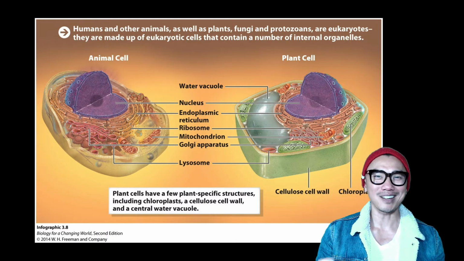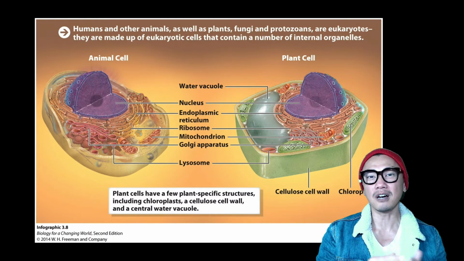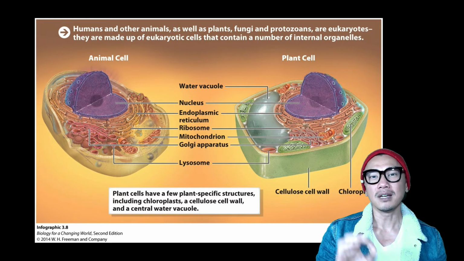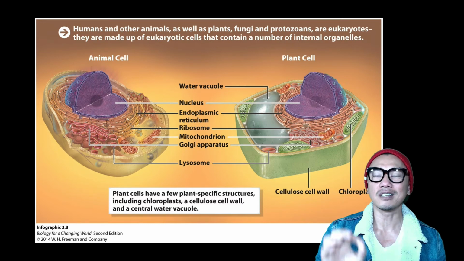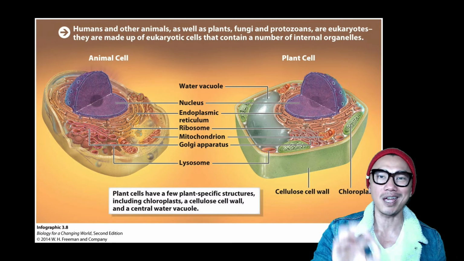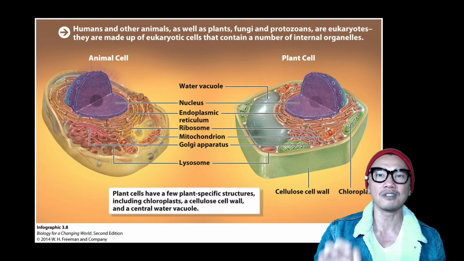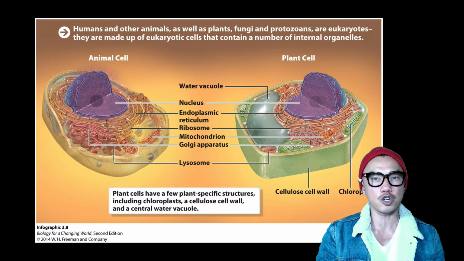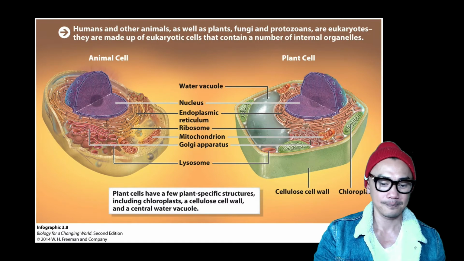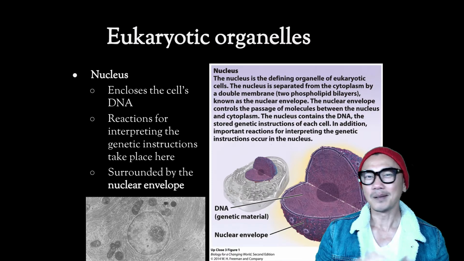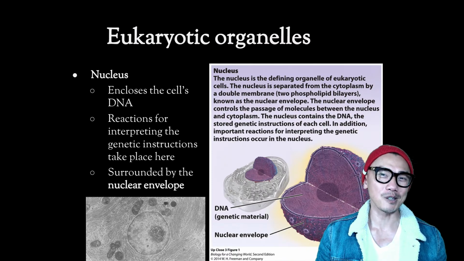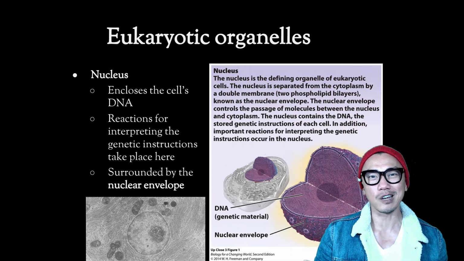This infographic highlights the major organelles of eukaryotic cells. It also shows how we can divide eukaryotic cells into animal and plant cells. We can also add a third category, fungal cells, but those are not shown on this infographic. Let's highlight some of the major organelles found in eukaryotic cells.